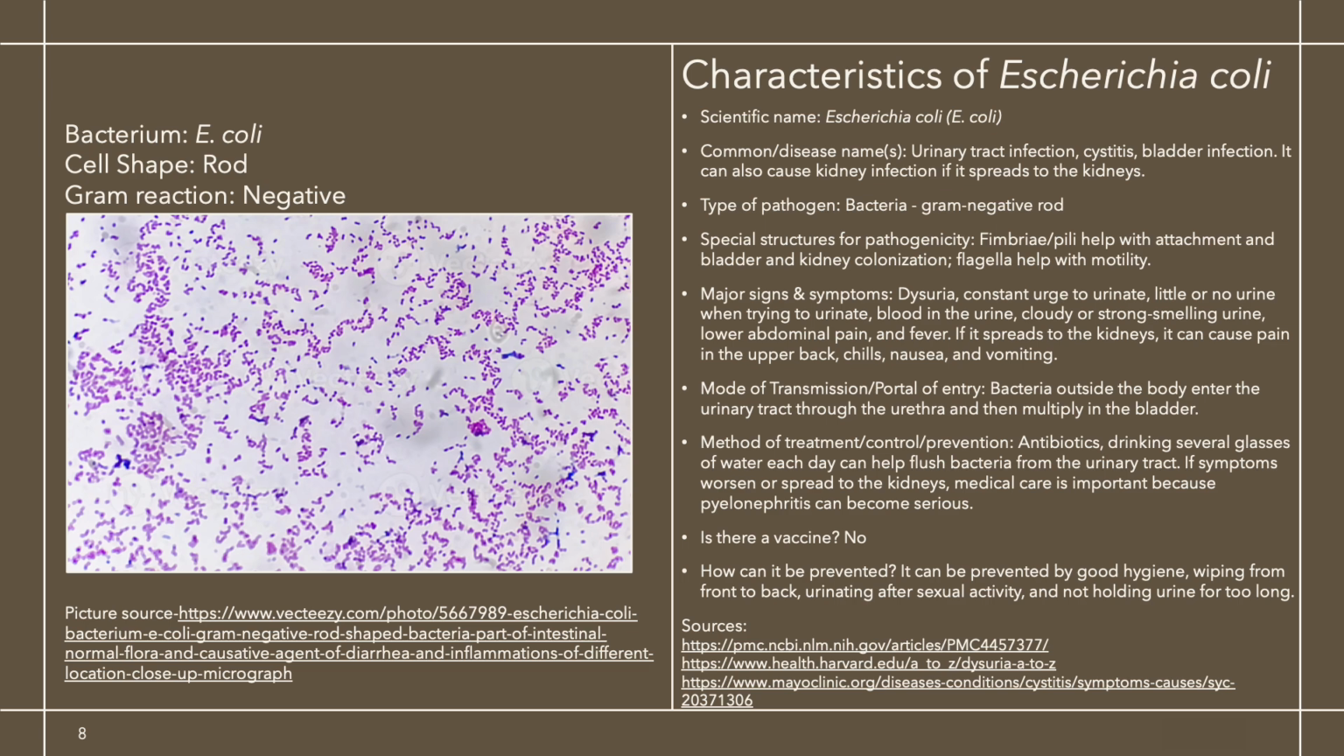The port of entry is the urethra. Bacteria from outside the body enter the urinary tract through the urethra and then multiply in the bladder. Treatment usually includes antibiotics, and drinking water can help flush bacteria from the urinary tract. There is no vaccine. Prevention includes good hygiene, wiping from front to back, urinating after sexual activity, and not holding urine for too long.